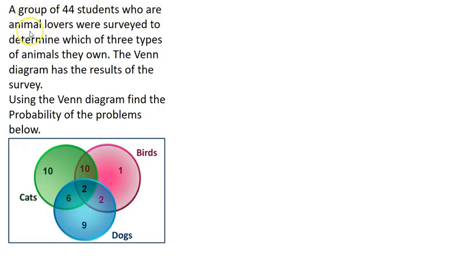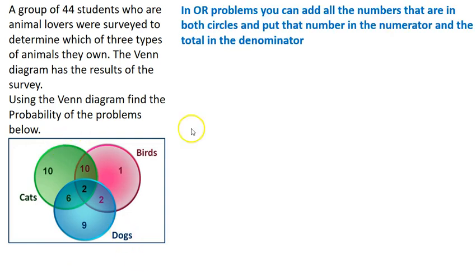A group of 44 students who are animal lovers were surveyed to determine which of the 3 types of animals they own. The Venn diagram has the results of the survey. Using the Venn diagram, find the probability of the problems below. Okay, so it's actually to the right for us because I moved it. In OR problems, you can add the numbers that are in both circles and put the number in the numerator and the total in the denominator.